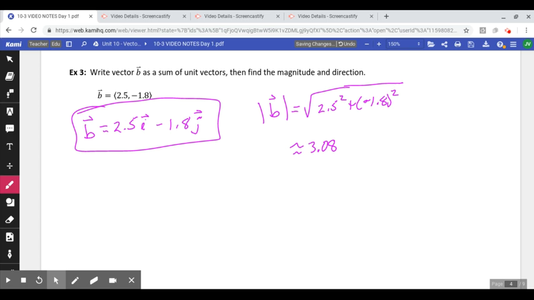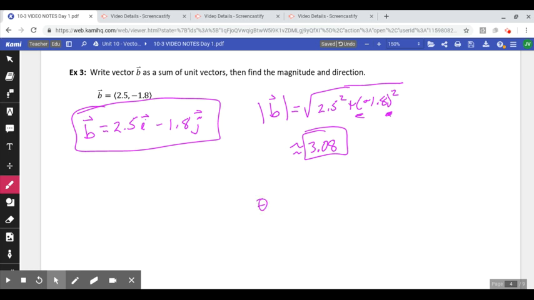If you get an answer that's a little bit smaller than 3.08, you might have forgotten your parentheses above right here. So you've got parentheses here and here. When you square a negative, that's going to wind up being a positive. That's a common error I see quite often with some students.